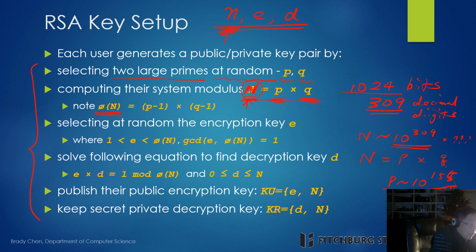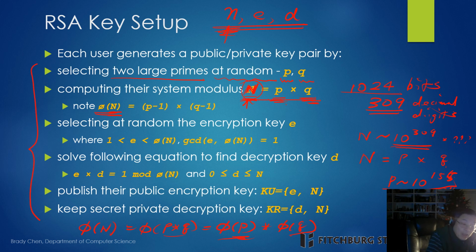Why? Because we know that phi of n, if n is the multiplication of p and q, and both p and q are prime numbers, or relatively prime, then we can write this as phi of p times phi of q. Now, what is phi of p? What is Euler's totient number for a prime number?